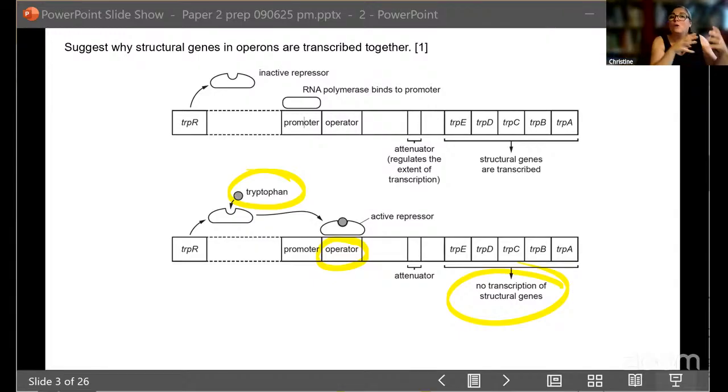So when we look at the lac operon, we have our lacZ, lacY, lacA. We need to be able to hydrolyze the lactose. We need to be able to bring it in because of permease. And we also need transacetylase. We need to change one of the monosaccharides, the galactose, into a form which is easier to enter the respiration pathway. So it's important to understand that structural genes are all going to be working together.